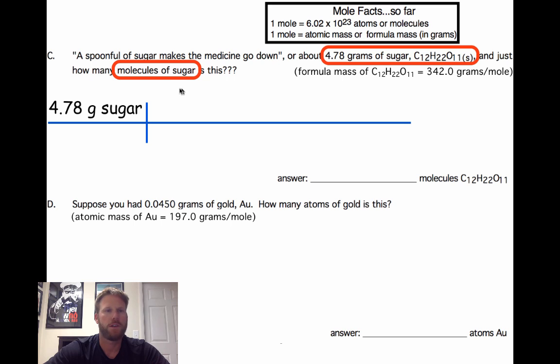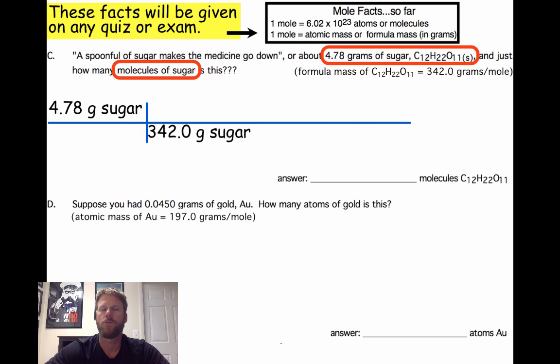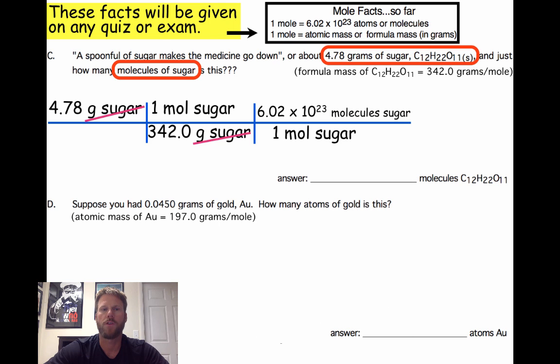So the first thing we want to do is convert the grams to moles using the formula mass, which is 342 grams per mole. Well, we want the grams to cancel, so 342.0 grams of sugar must go on the bottom and 1 mole of sugar on the top. That'll allow our grams of sugar to cancel. Now we need to go from moles to molecules. To do that, we're going to use Avogadro's number. We know 1 mole of molecules is 6.02 times 10 to the 23rd molecules. So we need the moles to cancel, so the moles will go on the bottom, and 6.02 times 10 to the 23rd will go on the top. This will allow the moles to cancel. When we multiply through here, we will be in molecules.